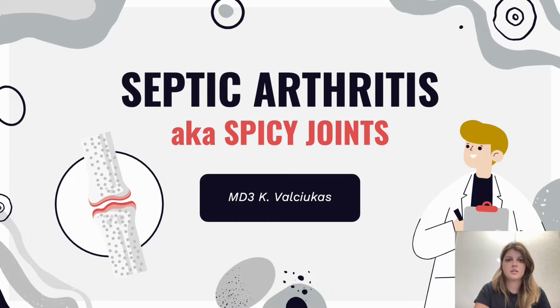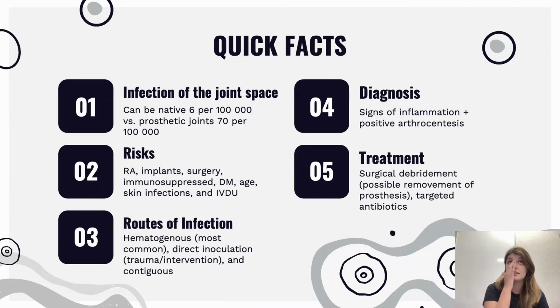Okay, so some quick facts if your consultant asks you what septic arthritis is. It's an infection of the joint space. It can be either in someone's native joint, that's about 6 per 100,000 people, versus prosthetic joints, which is much more common, and that's about 70 per 100,000 in the population.